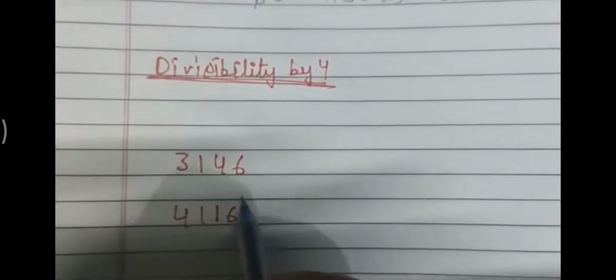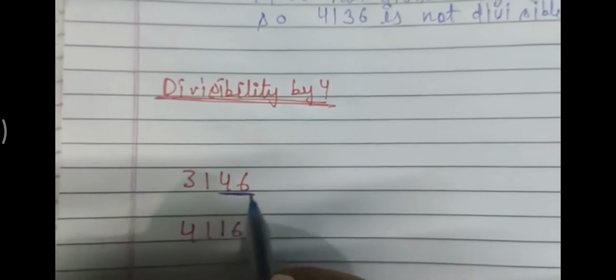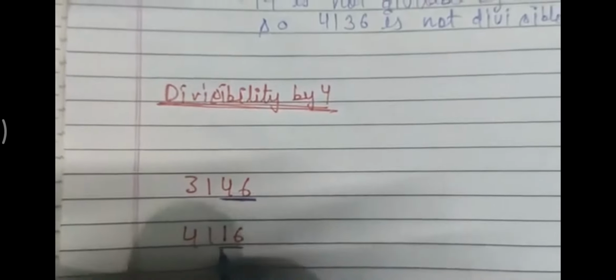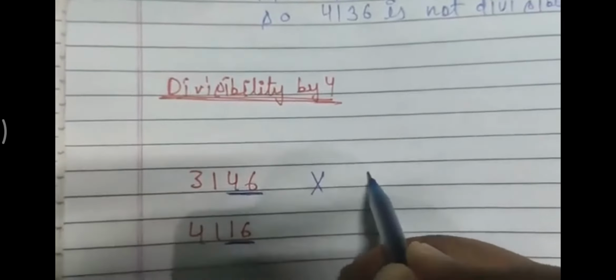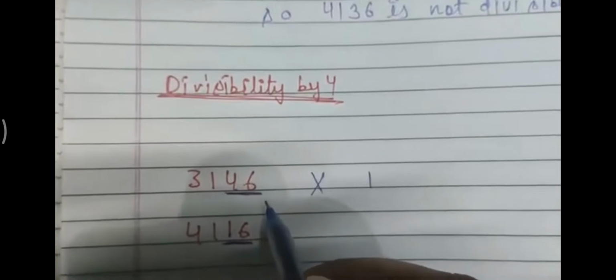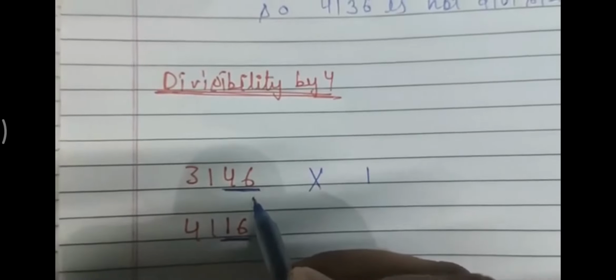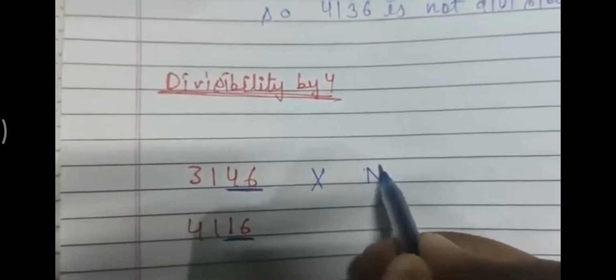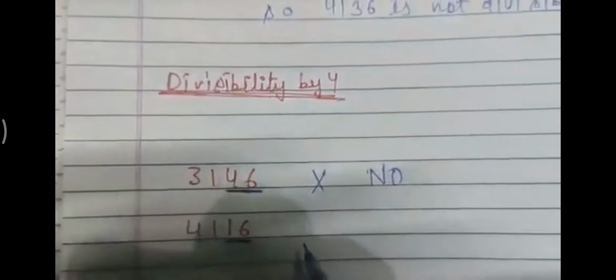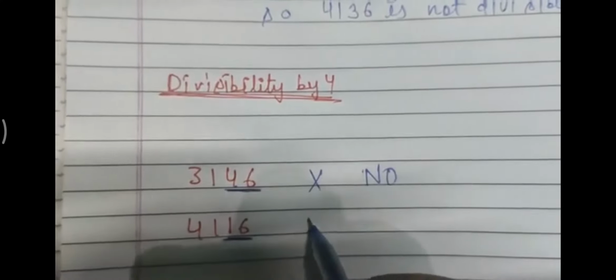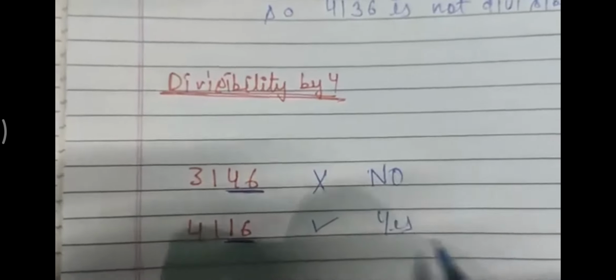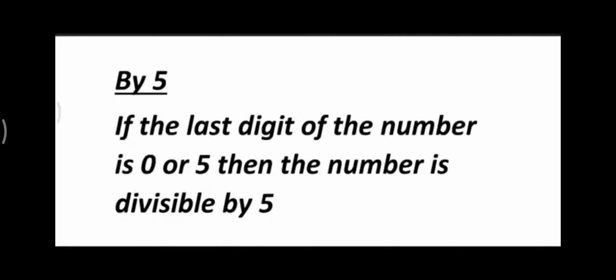Now there are two numbers I have taken. In the first number, the last two digits are 46. In the second number, the last two digits are 16. You can see 46 is not divisible by 4. That's why the first number is not divisible by 4. In the second number, 16 is divisible by 4. That's why the whole number is divisible by 4.